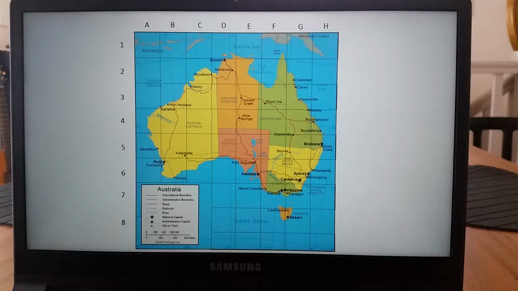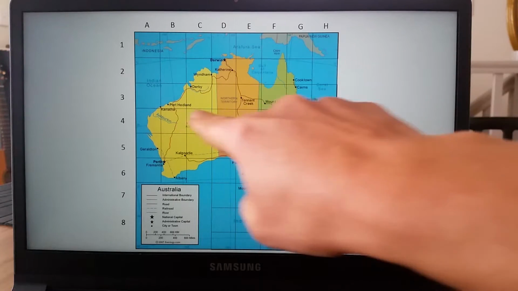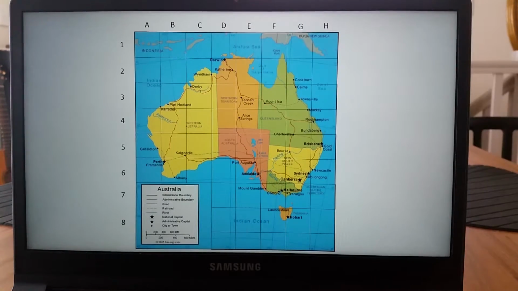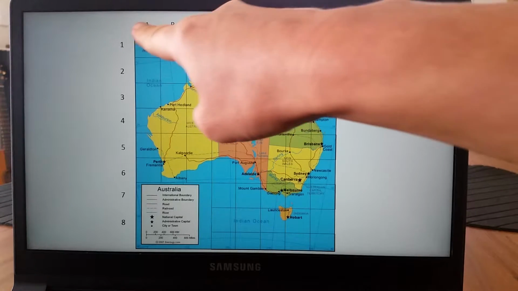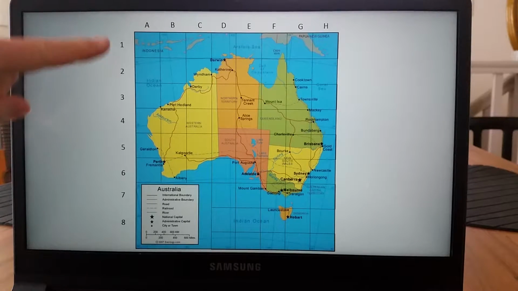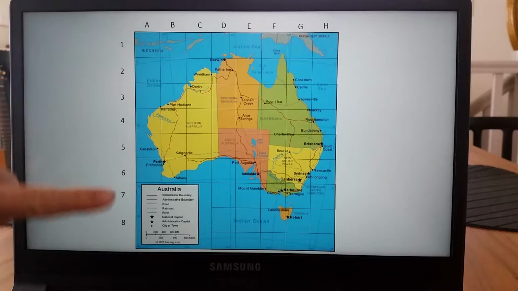What's new today with this map is the grid system. So you can see these thin black lines across the whole map. That is called a grid system, and you can also see up the top here we've got letters A through H, and at the left side here we've got numbers 1 through 8.